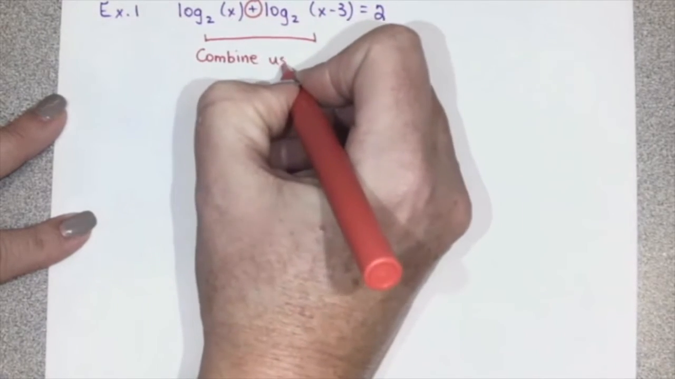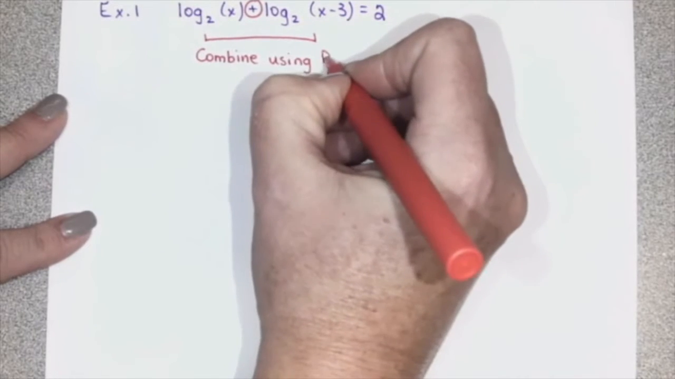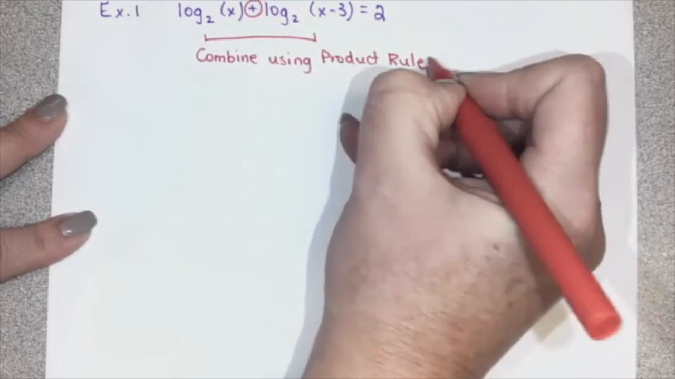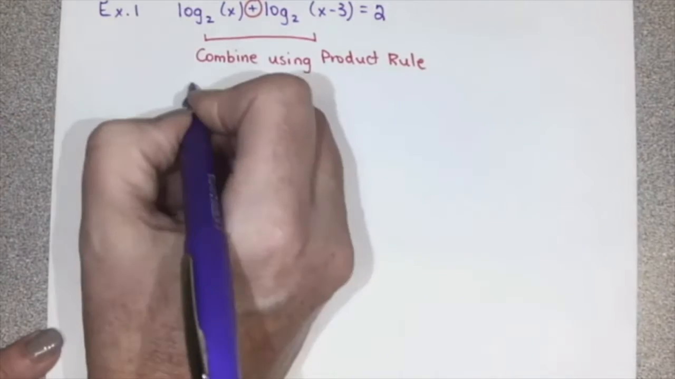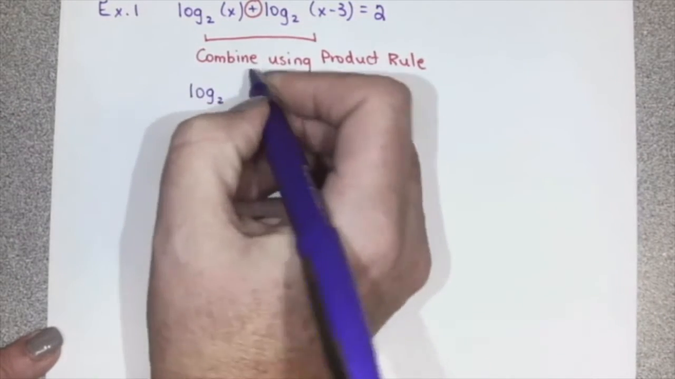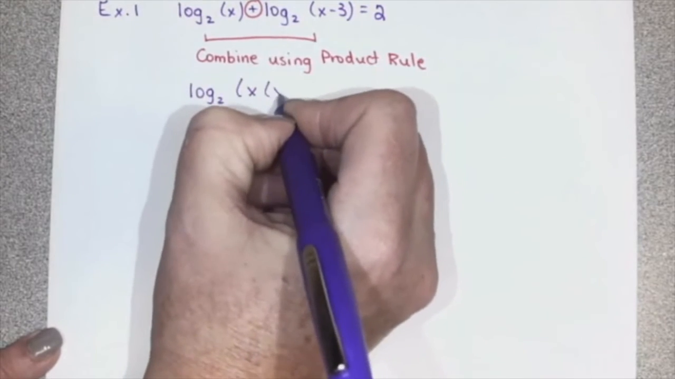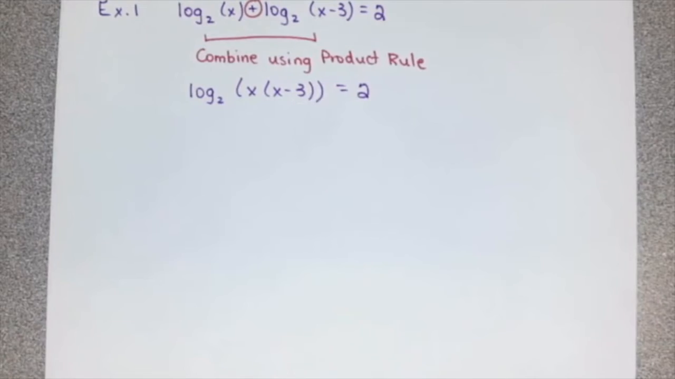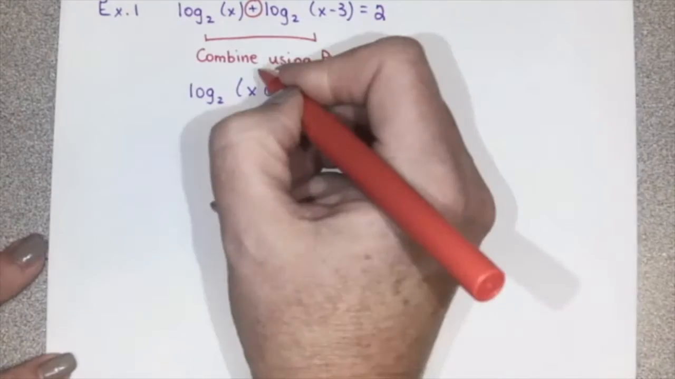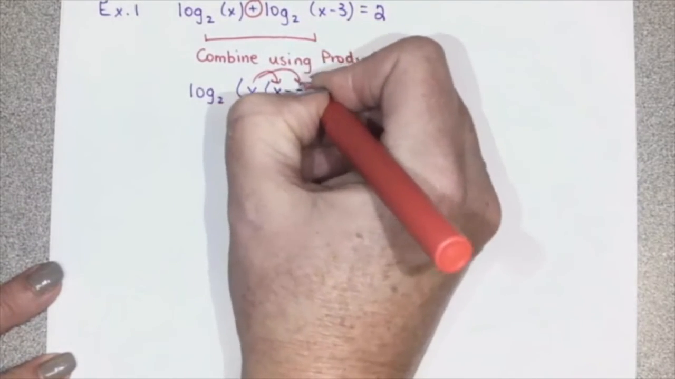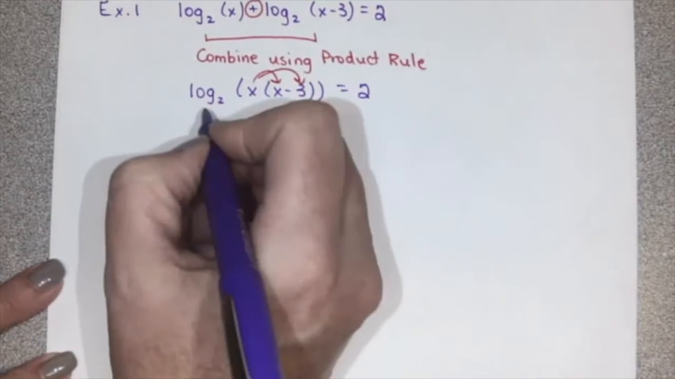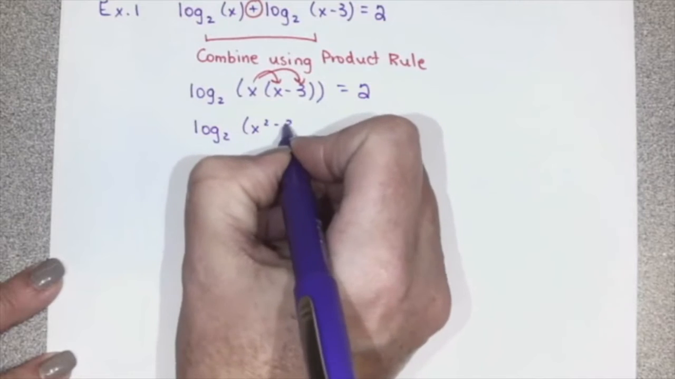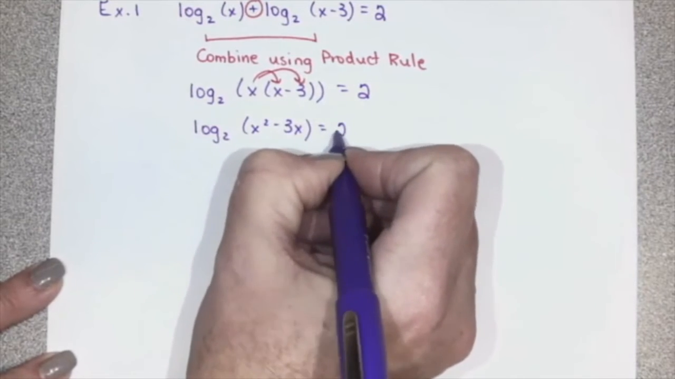And if it's addition, we're going to use which rule? Product rule. So product rule says that you're allowed to combine things to a single logarithm as long as you multiply. So then we would distribute this. So we would get the log base 2 of x squared minus 3x equals 2.